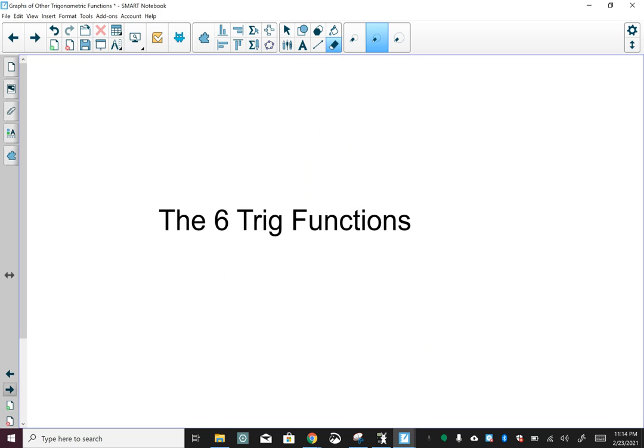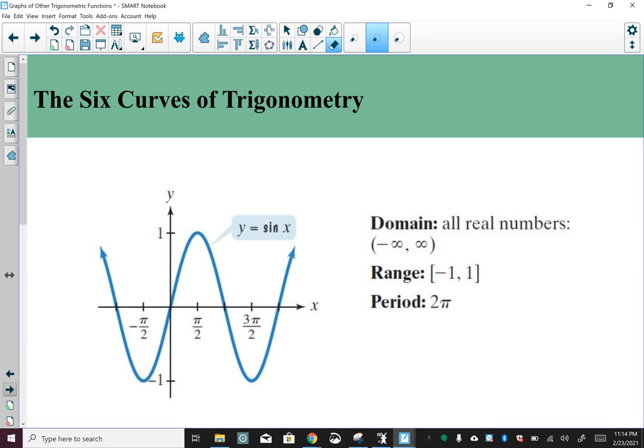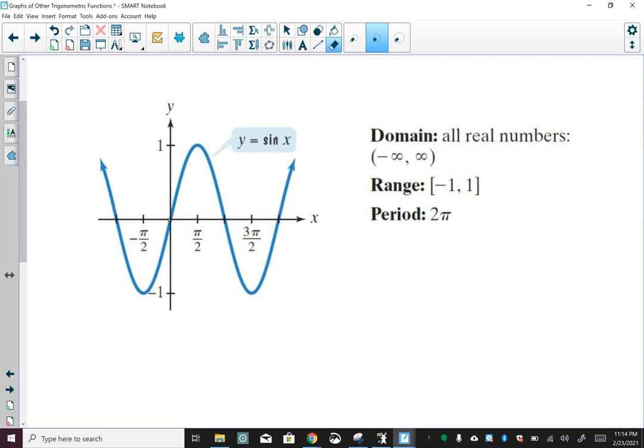So let's take a rundown of all 6 functions just to give you a refresher. We're going to start off with your sine graph. Your sine graph starts off at the origin, has a peak at pi over 2, has an x-intercept at pi, has a valley at 3 pi over 2, and then has an x-intercept at 2 pi, and then it starts over. It has a range from -1 to 1, domain all real numbers, and your period is 2 pi.